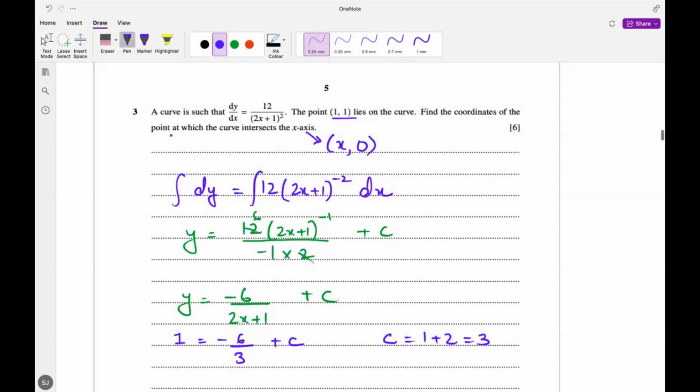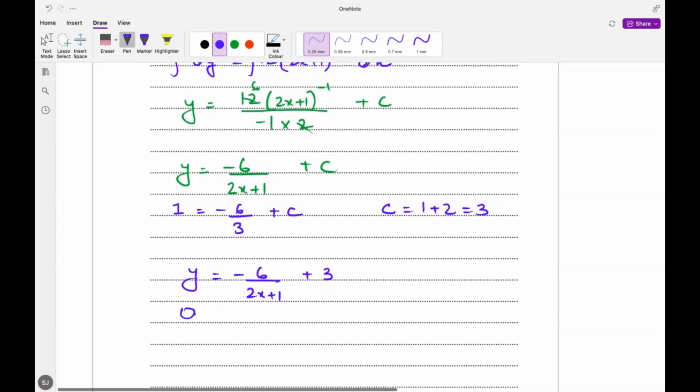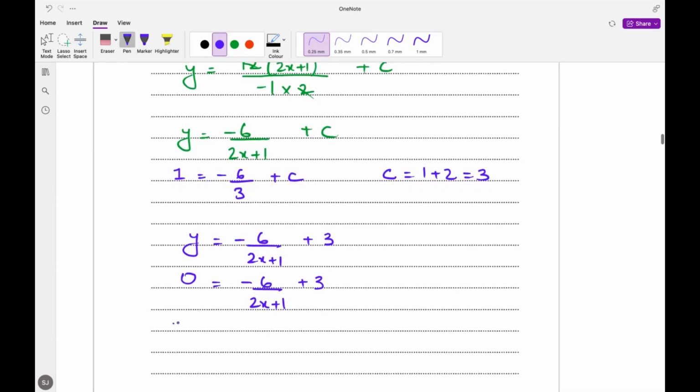The coordinates of the point at which the curve intersects the x-axis means we'll substitute the value y equals 0 into the equation. So we'll get y equals 0 equals minus 6 upon 2x plus 1 plus 3. Bringing the 3 to the other side, we'll get minus 3 equals minus 6 upon 2x plus 1. The negative signs will cancel out.